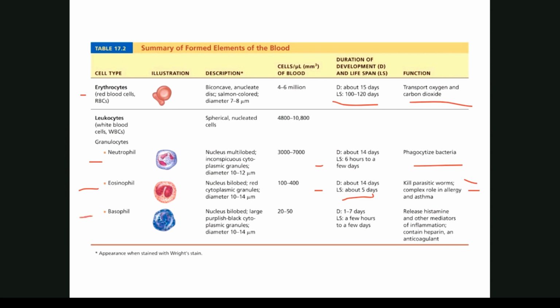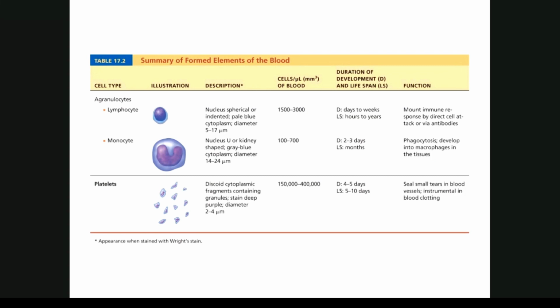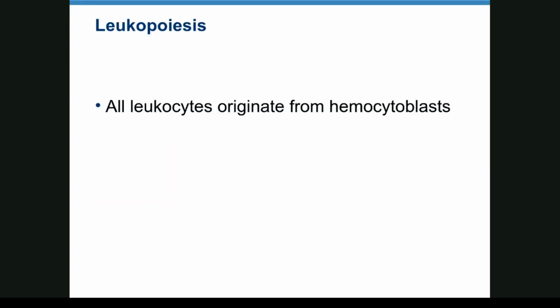Basophils take anywhere from a day to 7 days. They may live just a few hours. They release histamine. Your lymphocytes take days to weeks to develop. They may live hours. They may live your entire life, and they mount an immune response either directly, as in your T cells, or through antibodies, as in your B cells. Monocytes leave the circulation and become macrophages out in tissues. Platelets are just particles from a megakaryocyte, and they seal plugs that are bleeding, seal holes.